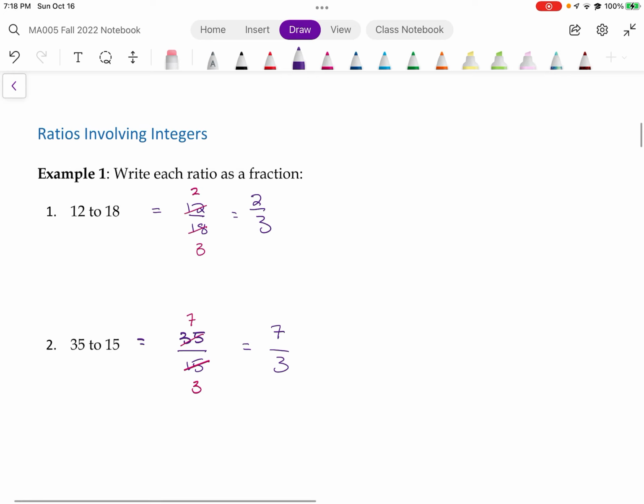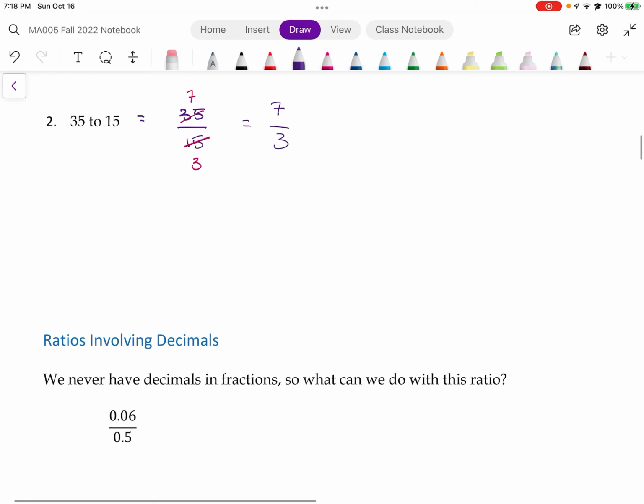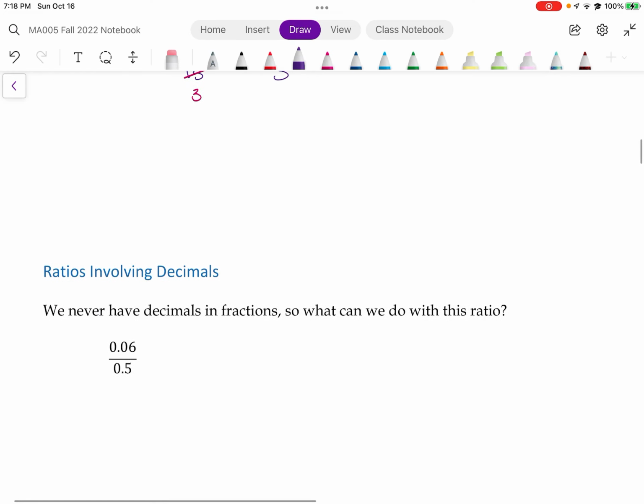Okay, so what if you're given a ratio that has decimals in it? We never have decimals in fractions. I'm going to highlight that. We never have decimals in fractions. So what can you do with this ratio? What you want to do is look for the number that goes farthest to the right of the decimal place, think about what place value it goes to, and what you would have to multiply it by.